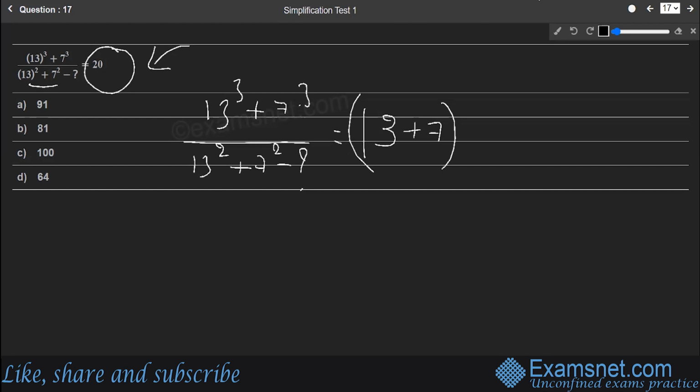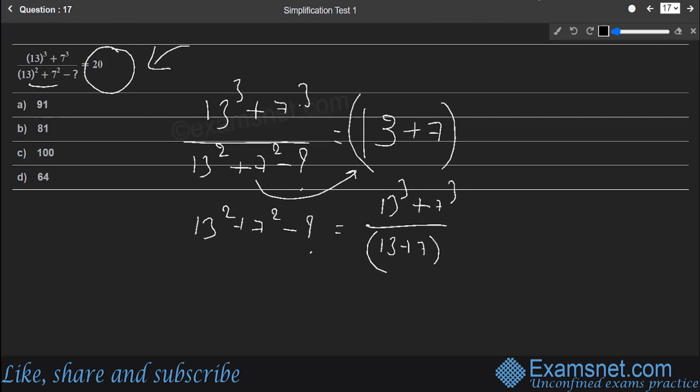So let us take it to the other side, because this has the unknown thing. 13 square plus 7 square minus the question mark is actually equal to 13 cube plus 7 cube divided by 13 plus 7. This particular expression looks like a cube plus b cube divided by a plus b.